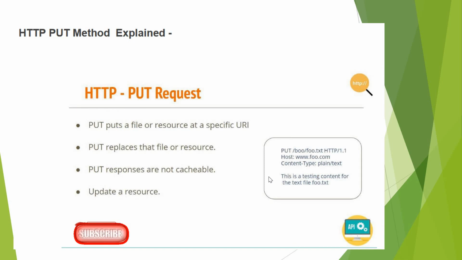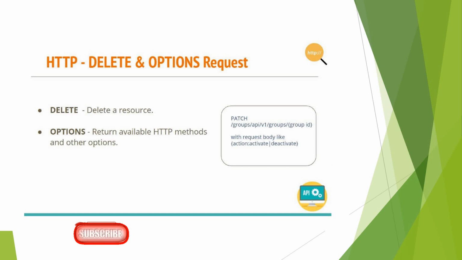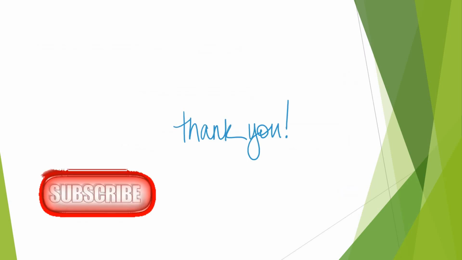Put request puts a file or resource at a specific URI. Put replaces that file or resource. Put responses are not cacheable. Basically, it is used to update a resource. And patch updates a partial resource, when you only need to update one field of the resource. Delete and options: delete deletes a resource, options returns the available HTTP methods and other options. Head is only for header information. Trace returns the traces of the request.